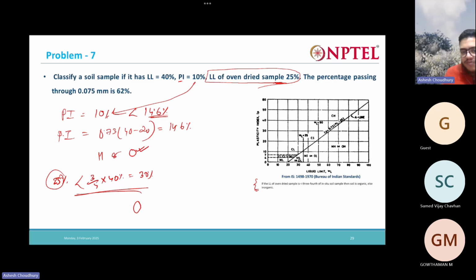Now again, next I have to decide the suffix part. How will I decide the suffix part? Same, liquid limit 40%, so it will be I, intermediate. Done.